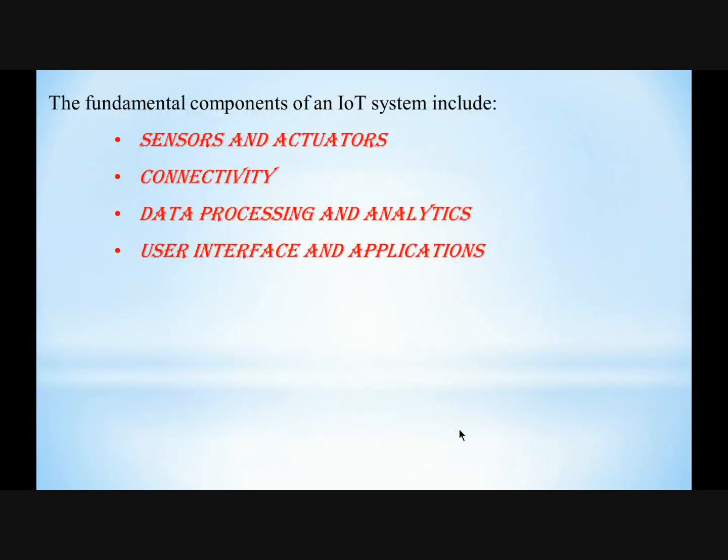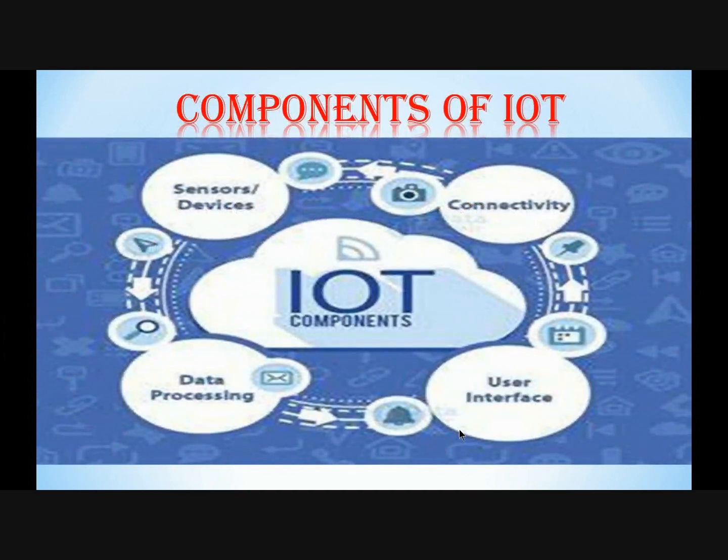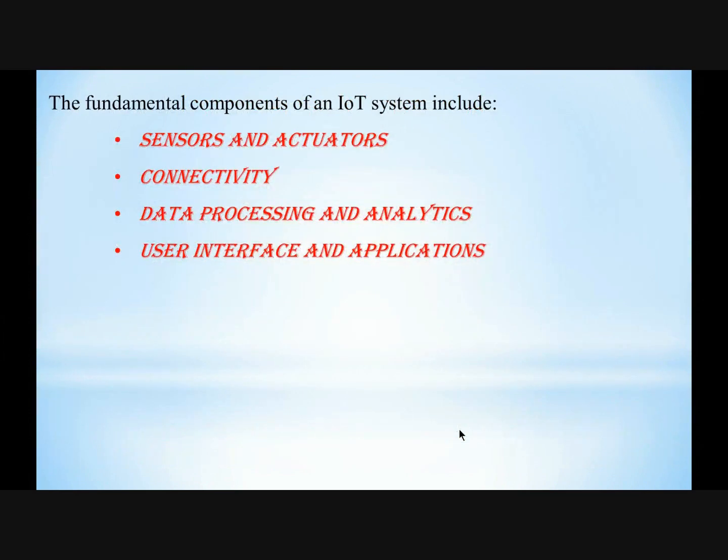And what are the fundamental components we saw here? The fundamental components are sensors and devices. You can have sensors and actuators, then the connectivity issue, then the data processing, and then the UI or user interface. So what are the four fundamental components? First one is sensors and actuators. In the block diagram, it will be given as sensors and devices.